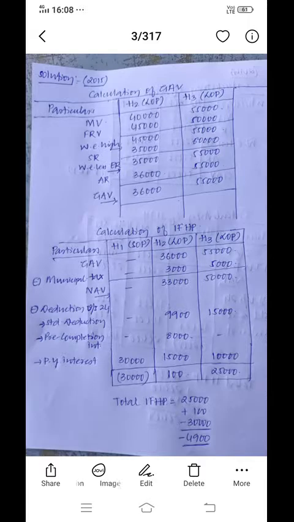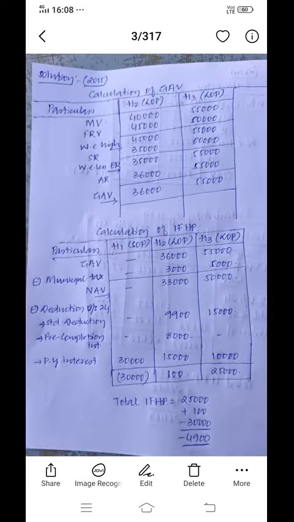So see here at the last, income from SOP is minus 30,000. So there is a loss. Obviously SOP will have a loss. For house 2, you have to deduct this 9,900, 8,000 plus 15,000.